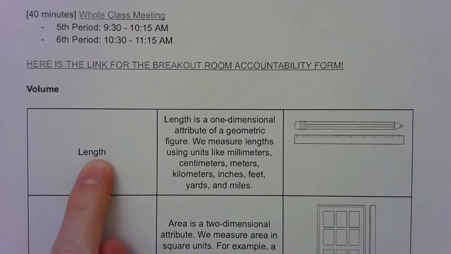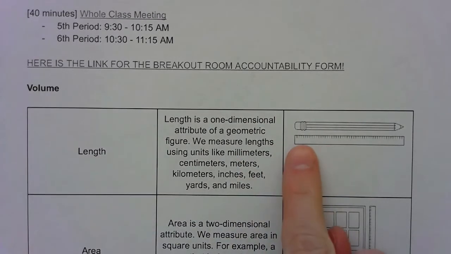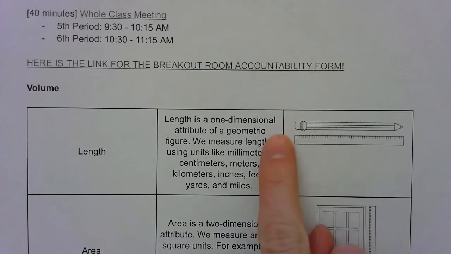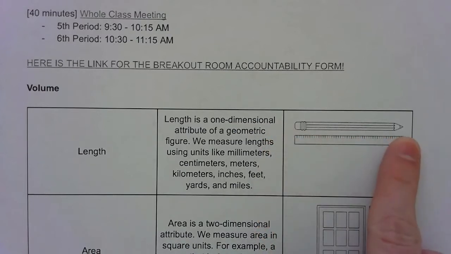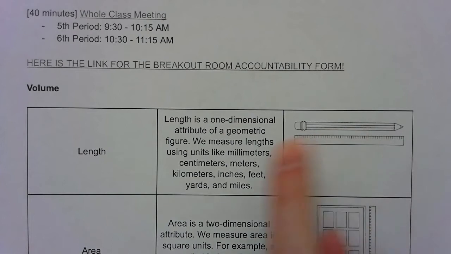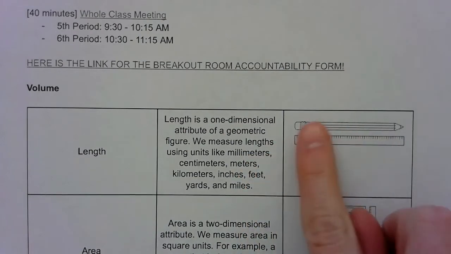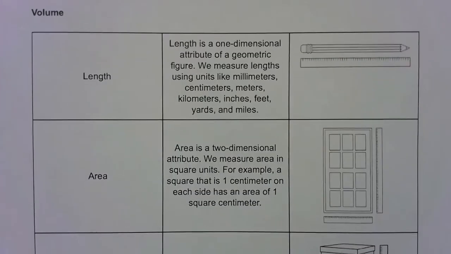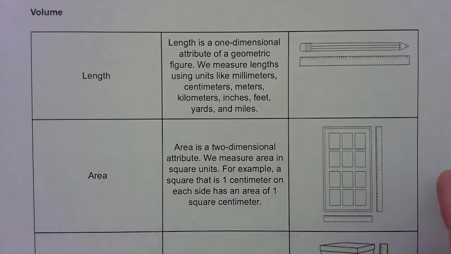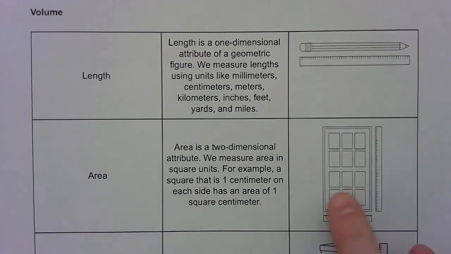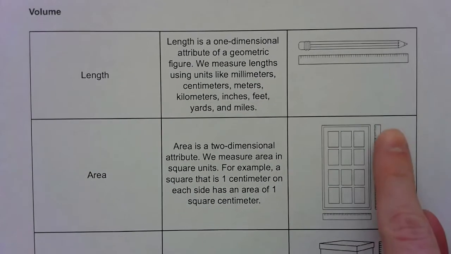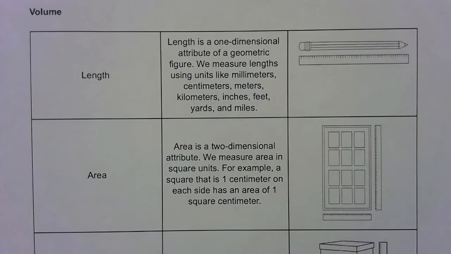So we know length is just measuring one aspect or one attribute of a geometric figure. So like the length of the pencil. That could be measured in inches, centimeters, just units. Okay, linear units. Area, we've talked about, is a two-dimensional attribute where, for example, you would have a length and a width, or we've talked about base and height, and those are measured in units that are squared. So like square centimeters, square inches, units that are squared.